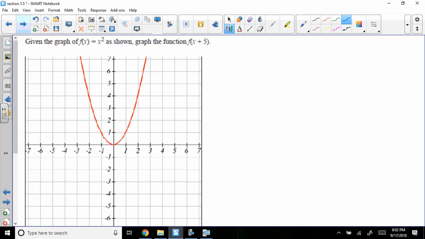What about this one? Graph the function f of x plus 5. Well, first off, what is x plus 5, guys? Is it inside the function or outside the function? It's inside, so it's a horizontal. It's a positive. Positive normally would be right, but it's the opposite on that, right? So it would be to the what? Left 5, right? So 1, 2, 3, 4, what? 5, right?